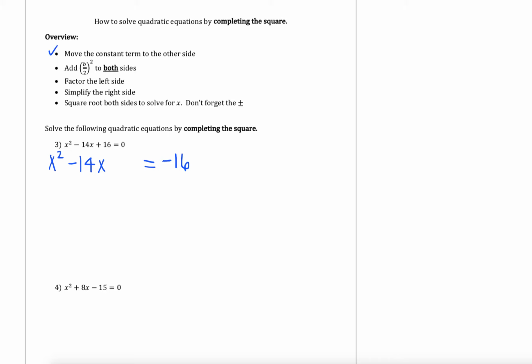My next thing that I want to do is compute this b over 2 squared, and add it to both sides. So in this example, our b is negative 14. So I'm going to add negative 14 over 2 squared to both sides. And this is key. I can't just add it to the left side and try to keep solving, because then I would have changed the problem. So to balance that out, I need to add it to both sides so that my equation stays unchanged and it's still equivalent to the original equation that we started with.